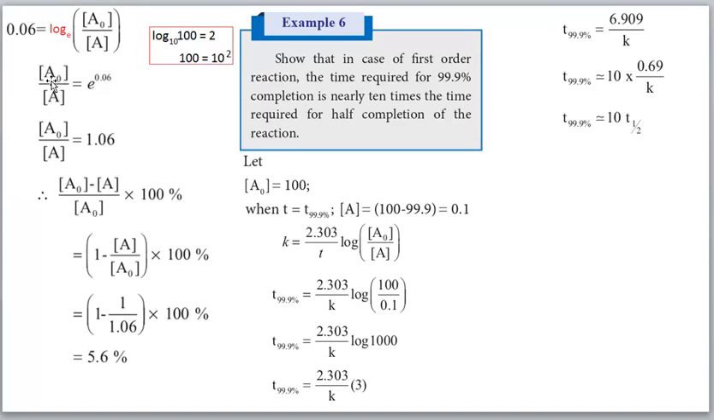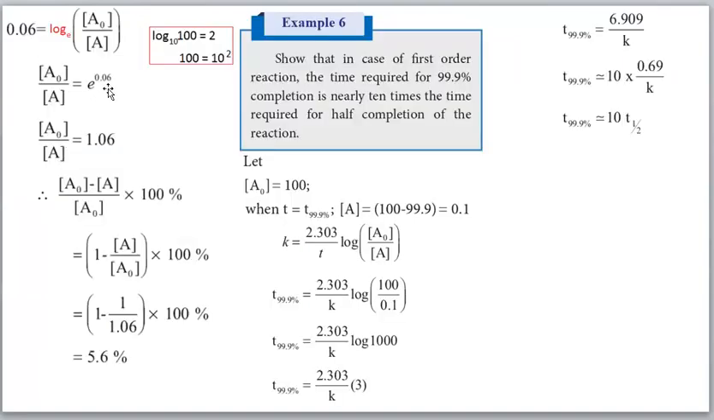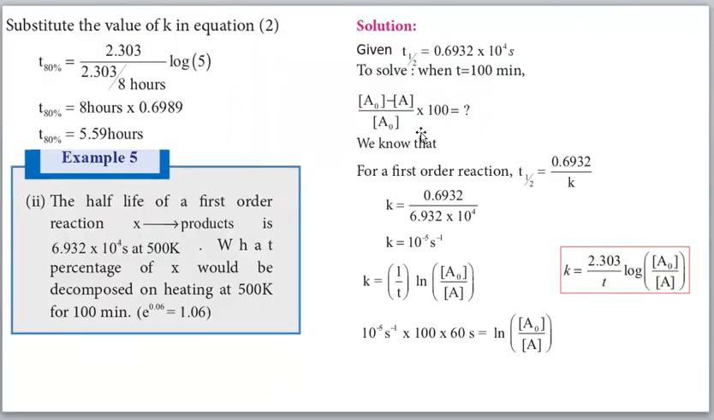That is a0 by a. Then e to the power 0.06 value is given in the question, 1.06. So instead of this number, we can write 1.06. So this value we can write as it is, a0 by a. But in our question, they asked to find out this value, a0 minus a by a0 into 100.